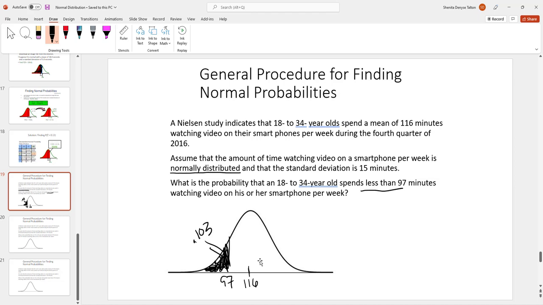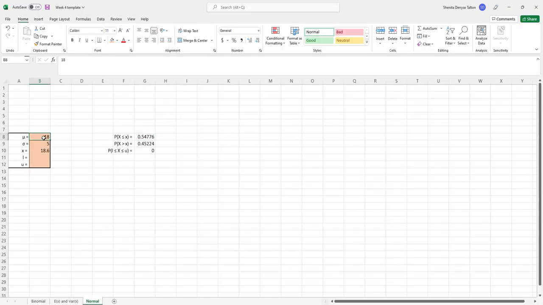0.103. Go ahead and show you how to do it on my template. 116, 15, and we want 97. Oops, put it in the wrong spot. Have 97 right here. We want less than, I get the same answer, 0.103.